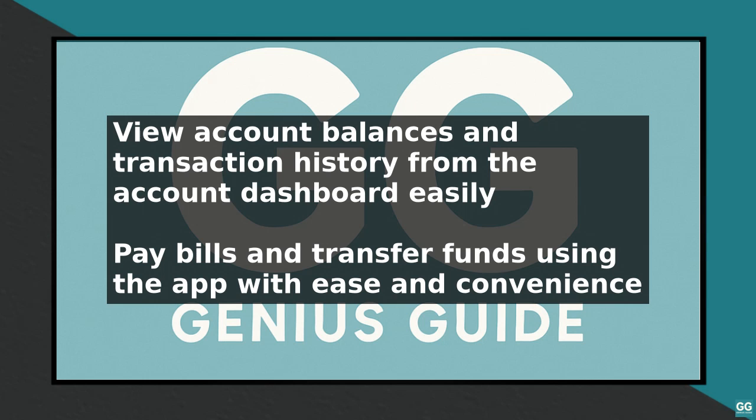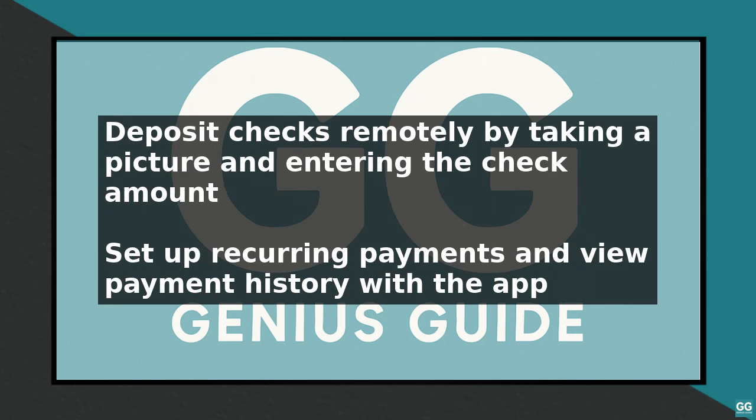To pay a bill, select the Pay Bills option from the menu and enter the payee information, payment amount, and payment date. You can also set up recurring payments and view your payment history. To transfer funds, select the Transfer Funds option and enter the amount you want to transfer and the account you want to transfer it to.